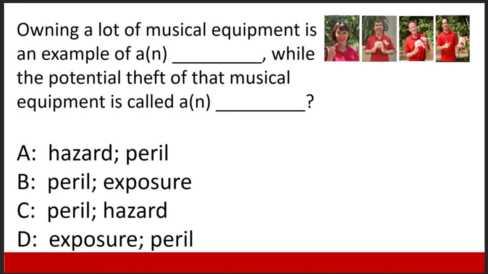Okay, so what about this one? Owning a lot of musical equipment is an example of blank, while the potential theft of that musical equipment is called blank. An answer for D. One for D. Anybody else? B and a D. The answer to this one is actually D. So owning the musical equipment is your exposure. It leaves you open to risk, and the actual theft is going to be the peril. That's what actually causes the loss.